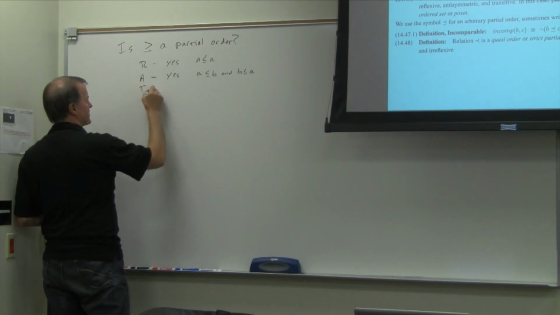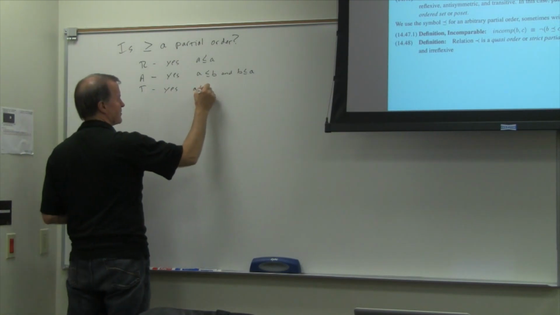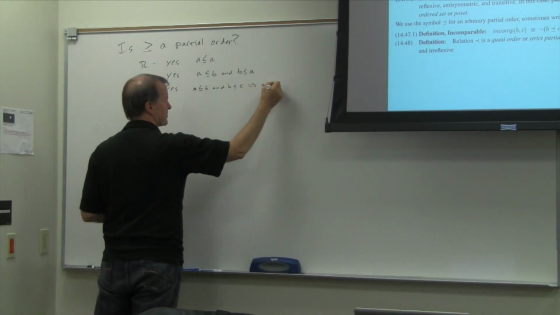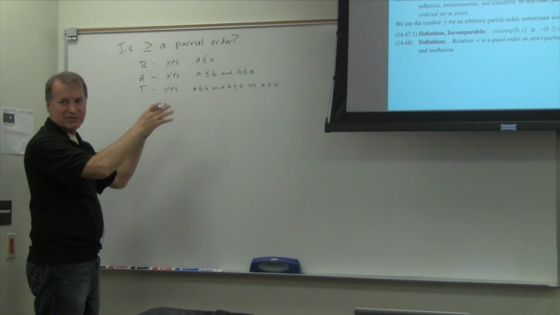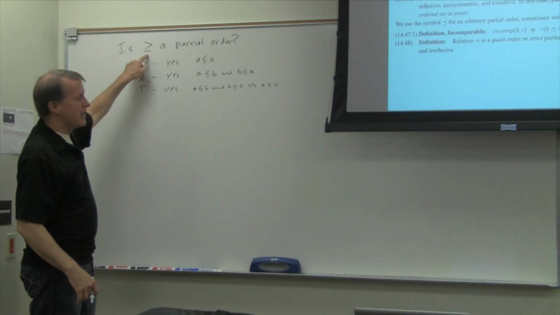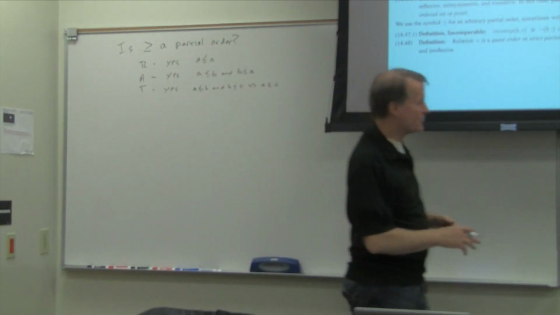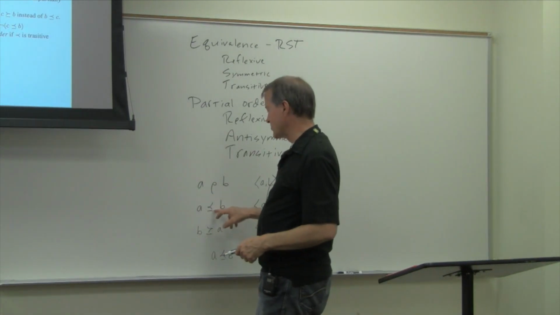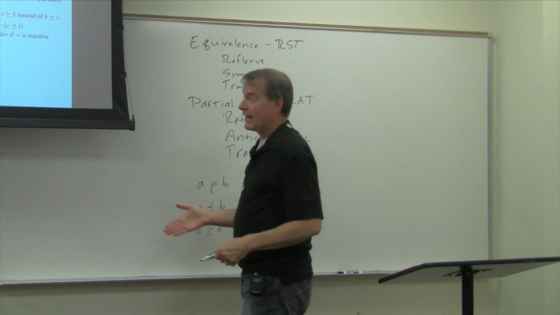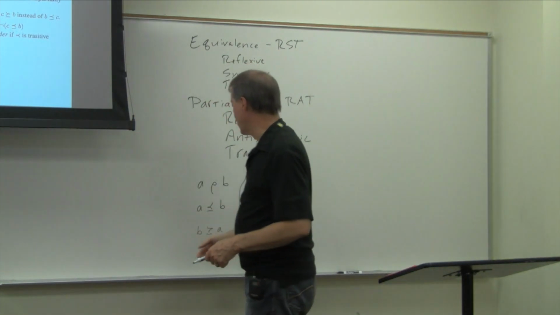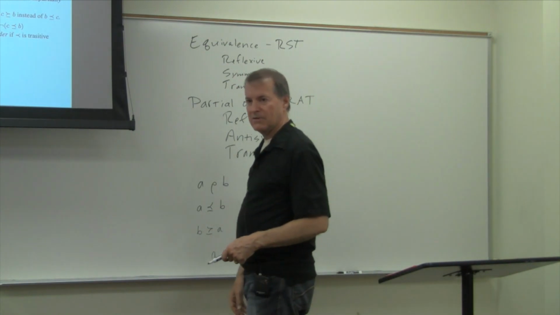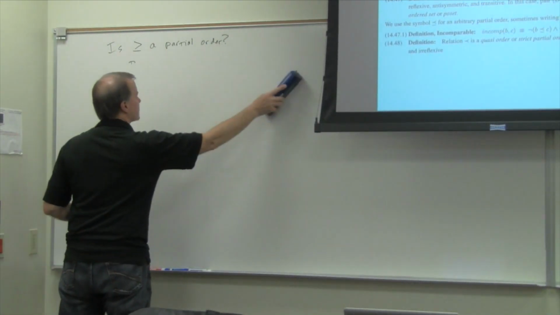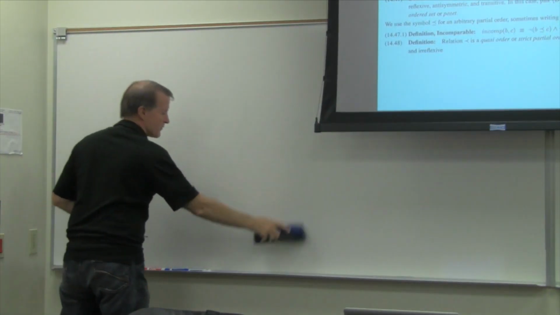And is it transitive? Yes, because we have A is less than or equal to B, and B is less than or equal to C, implies A is less than or equal to C, for all. I'm not writing the for alls, but anyway. I could have done the same thing for less than or equal to. They are both partial orders, one in one direction, one in the other. Those are very common ones that you've seen before.